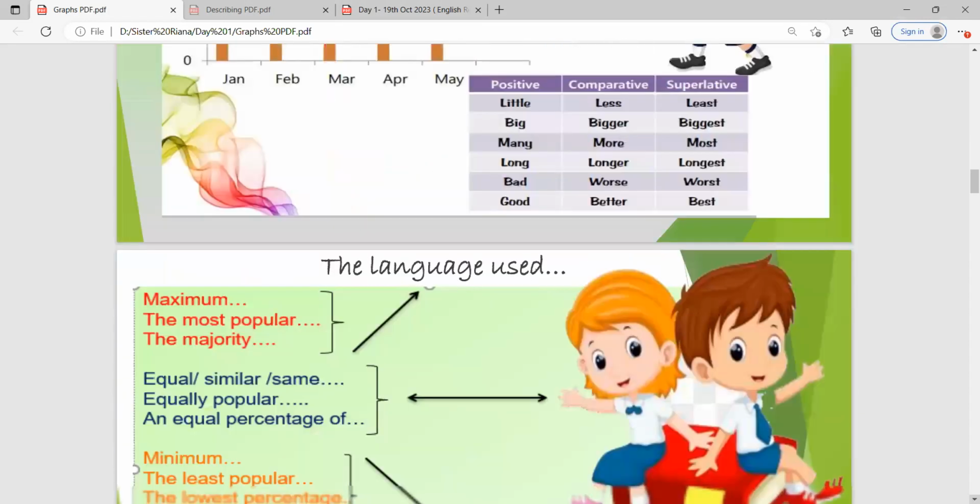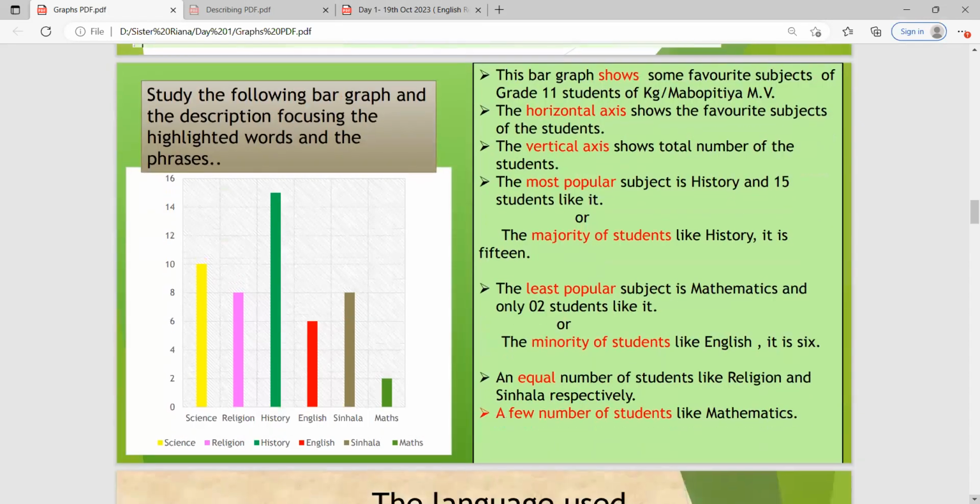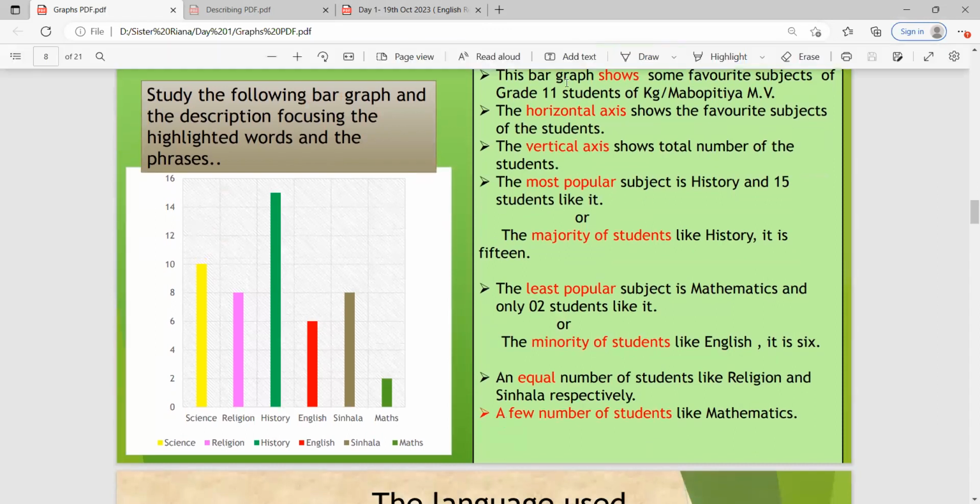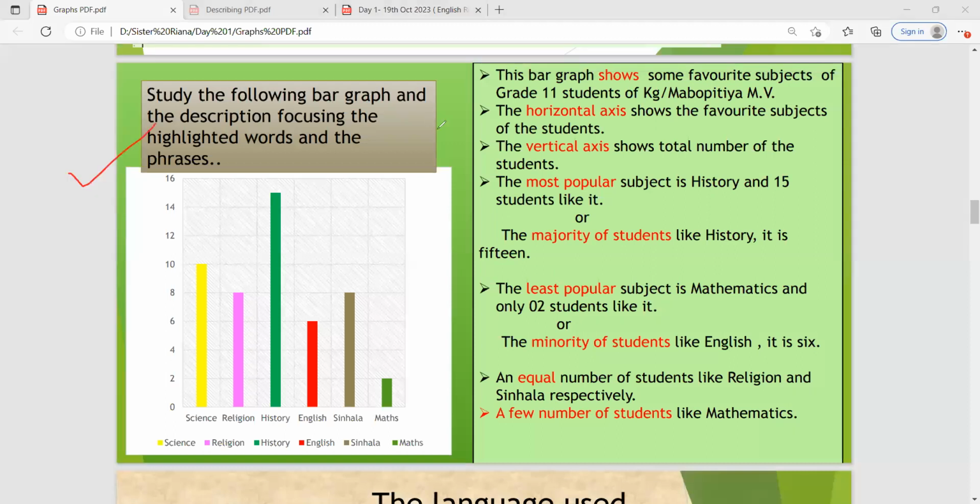Now we'll try to get the meaning from this. Now, can you see here? They have given you a bar chart, right? Now, first thing is, when you get a question like that, what you have to do is study this bar chart. According to this bar chart, what are the things you have to understand and study? The horizontal axis and the vertical axis, and what is the largest bar or the highest bar and what is the smallest bar. Those types of information you have to study, right?